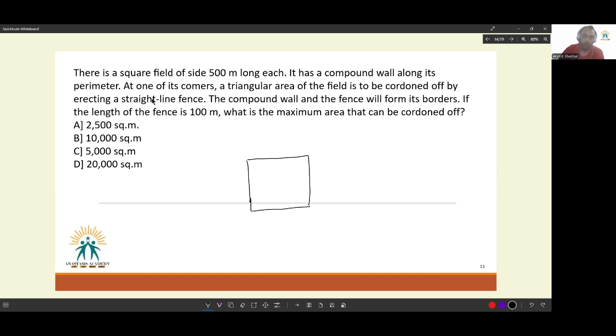It has a compound wall along its perimeter. At one of its corners, a triangular area of the field is to be cordoned off by erecting a straight-line fence. The compound wall and the fence will form its borders. If the length of the fence is 100 meters, what is the maximum area that can be cordoned off?